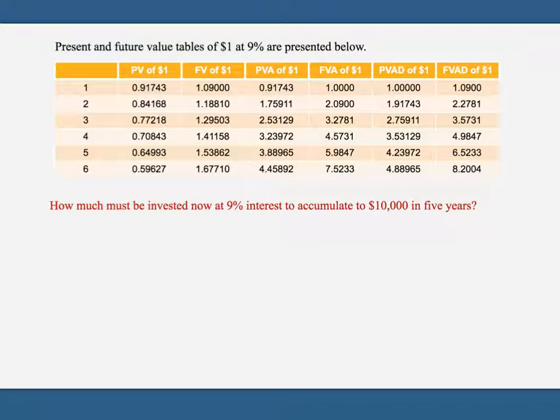Let's look at our first question. How much must be invested now at 9% interest to accumulate to $10,000 in 5 years? So a couple things to notice here. We want to know how much must be invested now, 9% interest. We want to be at $10,000 in the future in 5 years. So we're looking for the present value of a single sum, and that single sum is the $10,000. So it's the present value of a single sum problem.